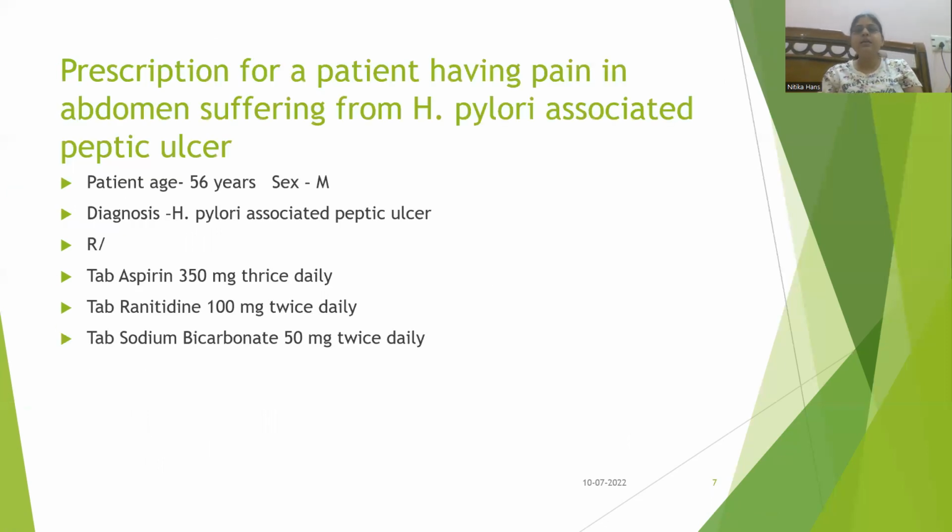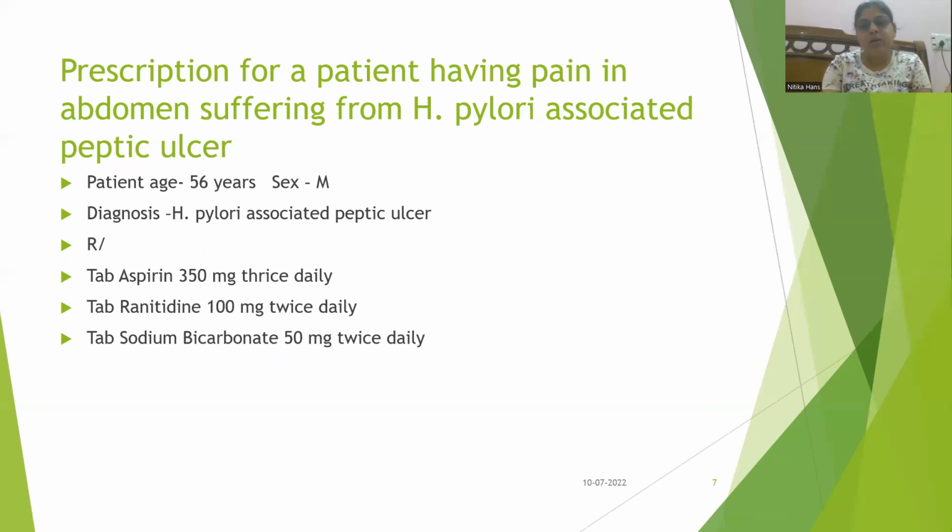Now, next is the prescription for a patient having pain in abdomen, suffering from H. pylori associated peptic ulcer. The patient's age and sex are specified. The treatments prescribed are aspirin tablet 350 milligram twice daily, tablet ranitidine, which is an H2 blocker, 100 milligram twice daily, and tablet sodium bicarbonate, which is an antacid, 500 milligram, 50 milligram twice daily.